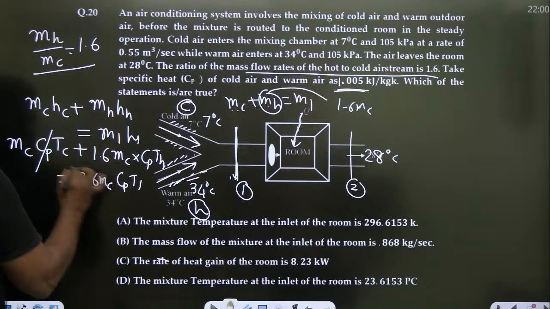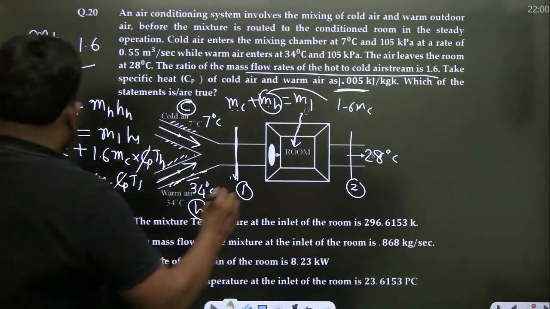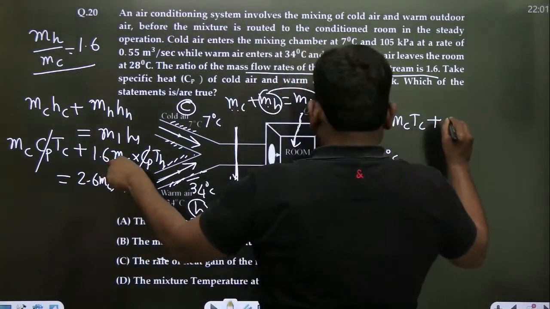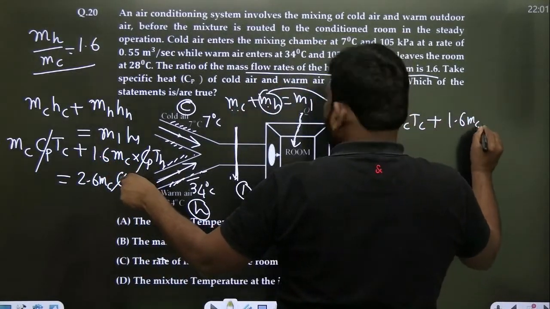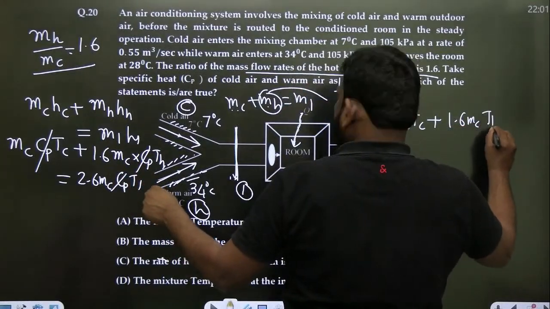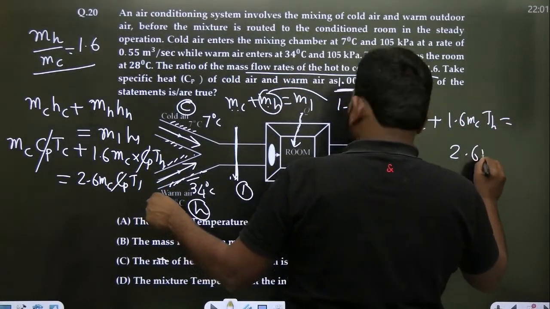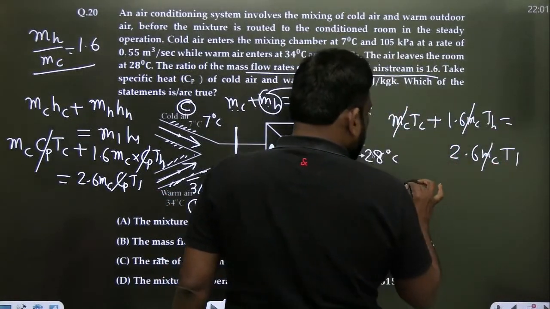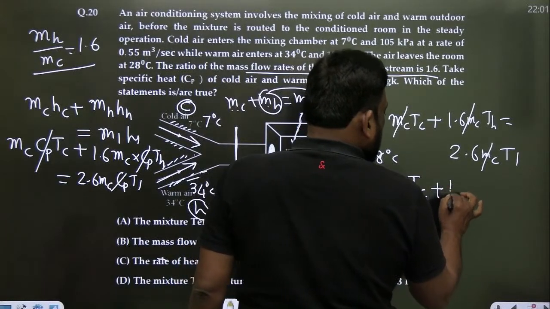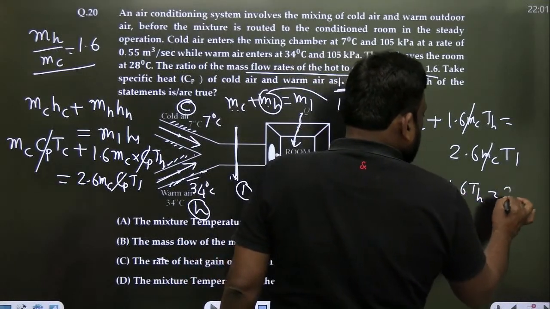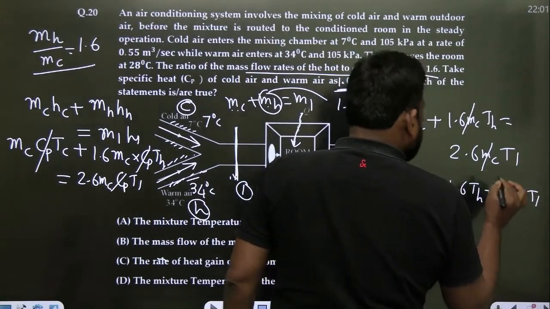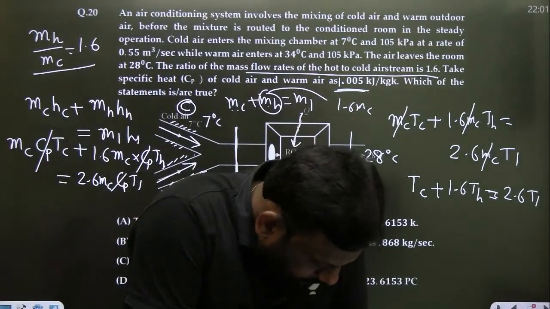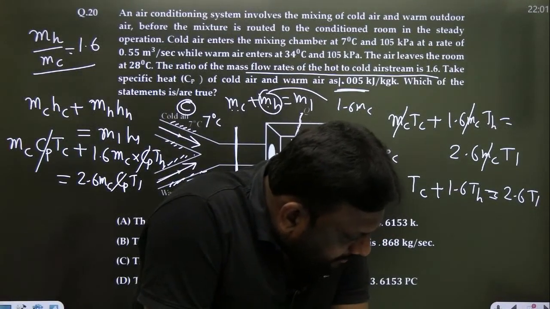H1 is Cp T1, so Cp goes, and we are left with mc Tc plus 1.6 mc Th is equal to 2.6 mc into T1. mc is gone, so Tc plus 1.6 Th is equal to 2.6 T1. Excellent sir, very good. So is it correct sir? Is it correct my dear students?